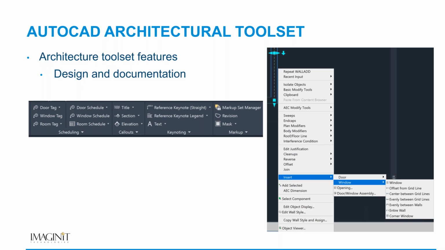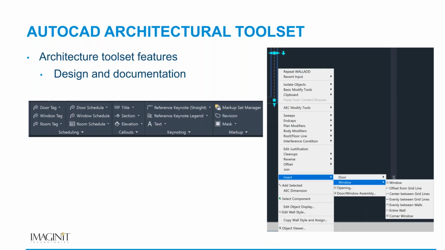So if you click on a wall object here and you go down and right mouse click, you'll see you have the ability to insert a window or a door or an opening or a door and window assembly directly into the wall without needing to go back to the Home tab. So again, this is all part of the fluid design process that we go through, especially when we're doing building design.